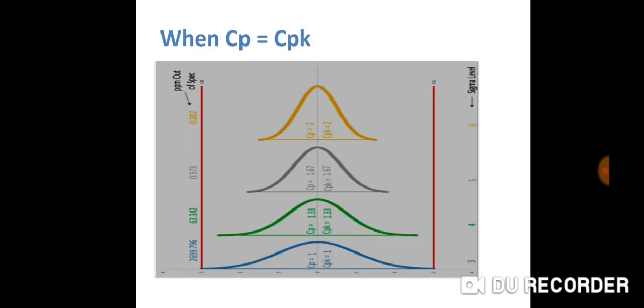If Cp and Cpk are both equal to 1, that means the process is 3 sigma. If Cp and Cpk are both 1.33, then the process is 4 sigma. If both are 1.67, that means it's 5 sigma. And if Cp and Cpk are both 2, it means 6 sigma.